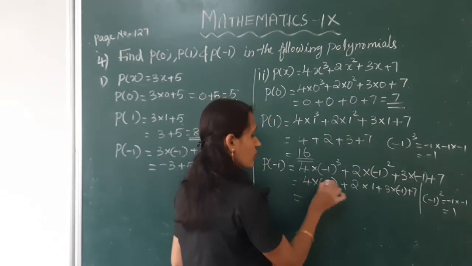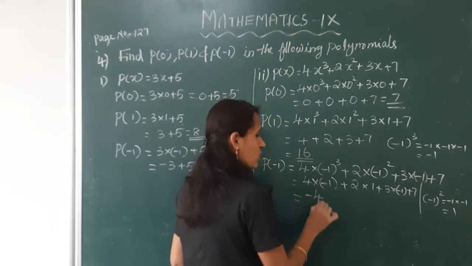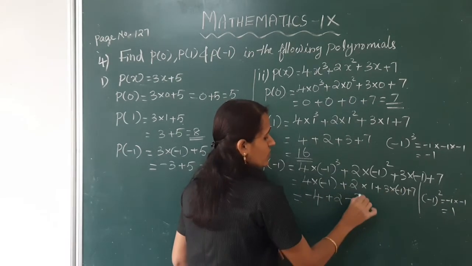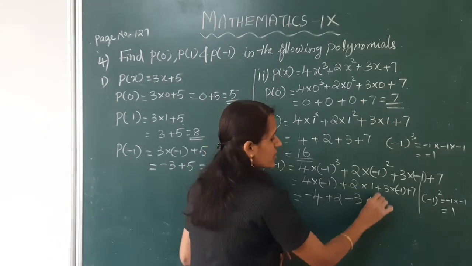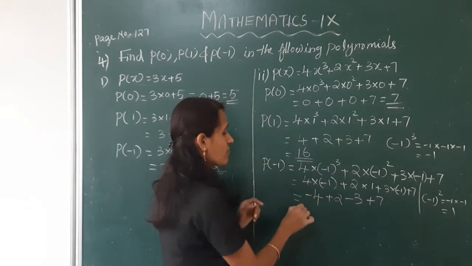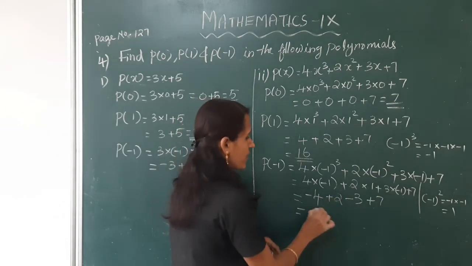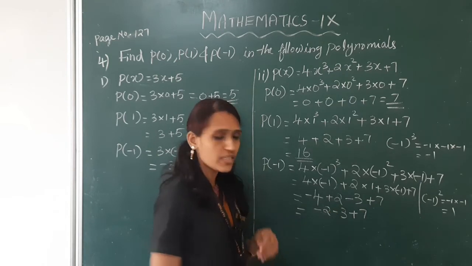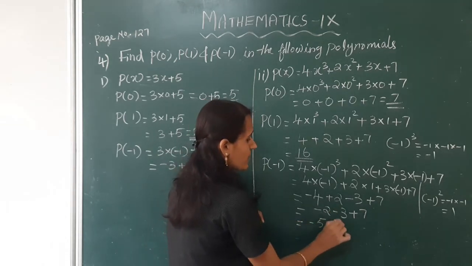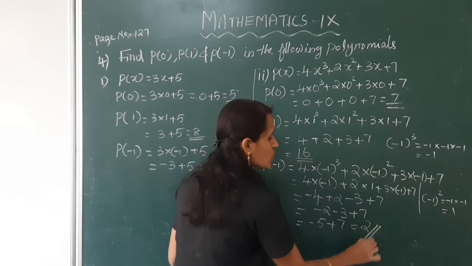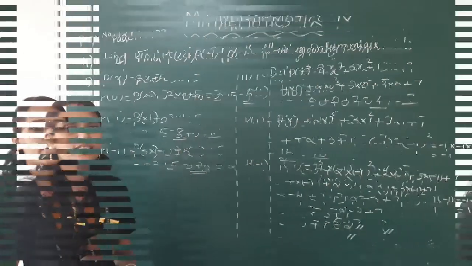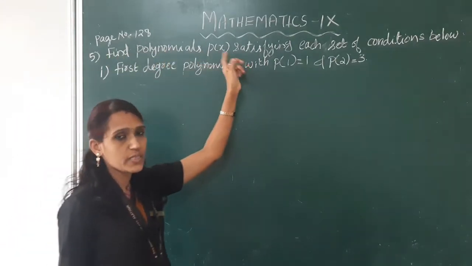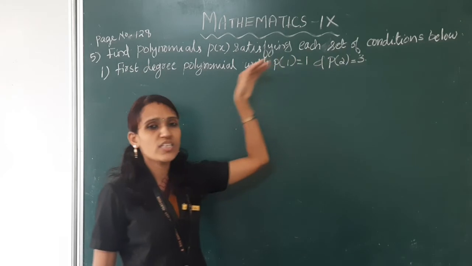Okay, this is equal to 4 into minus 1, minus 4, 2 into 1, plus 2, 3 into minus 1, minus 3 plus 7. Minus 4 plus 2, minus 2, minus 3, minus 5 plus 7. This is equal to 2. Clear, children? Next question. Find polynomials P of x satisfying each set of conditions below.